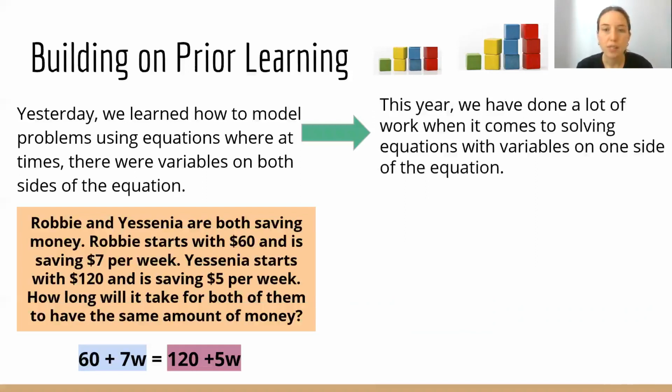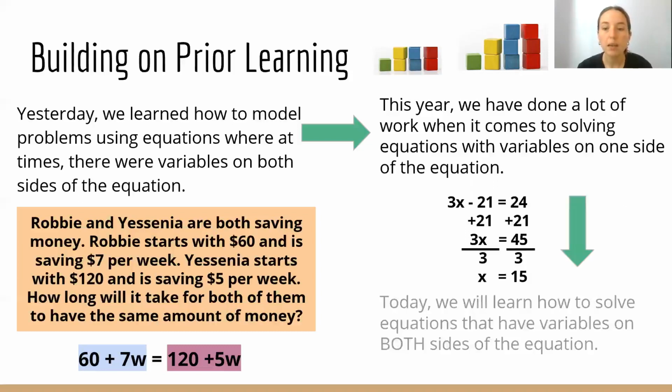So far in math this year, you guys have actually already done a lot of work when it comes to solving equations with variables on one side of the equation. So for example, here's a common problem that you might have seen. 3x minus 21 equals 24. Using inverse operations here, adding 21 to both sides, dividing by 3 to get a final answer of x equals 15. So this is what we've already done.